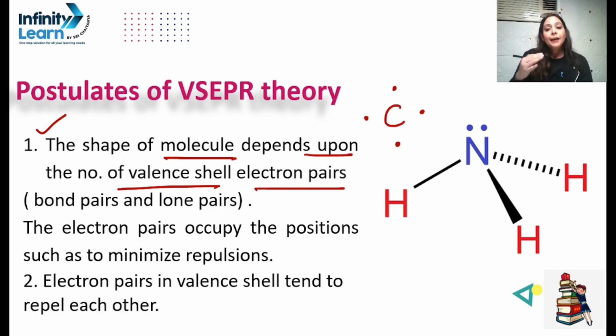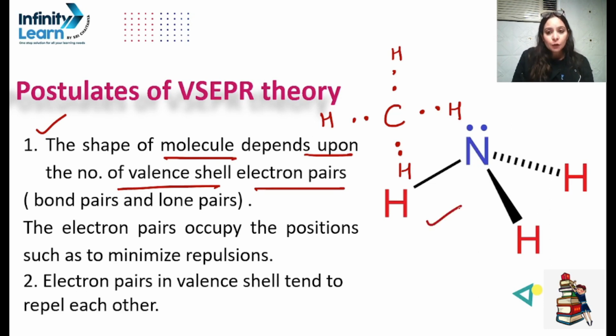Okay, and if, let's say, this carbon tries to bond with hydrogen, then the electrons of those hydrogens will also arrange themselves in such a way that the repulsions are minimized and stability is increased. So whether we have bond pairs or lone pairs, they are all responsible for the shape of the molecule.